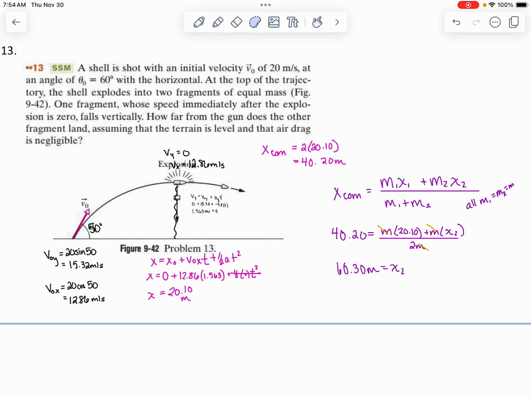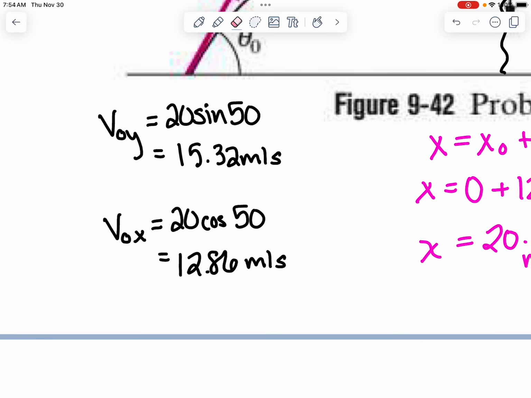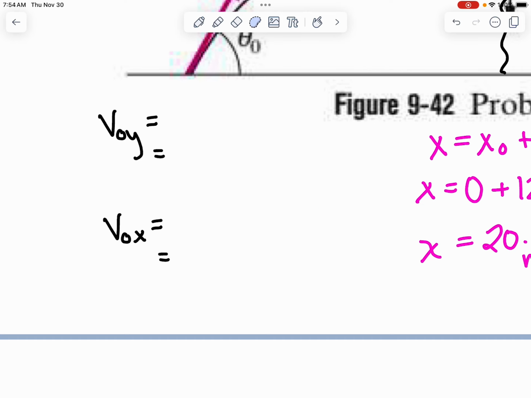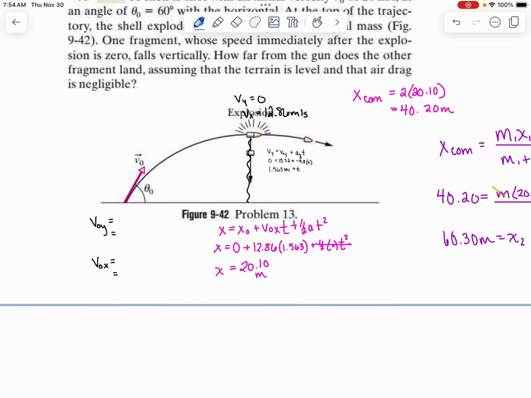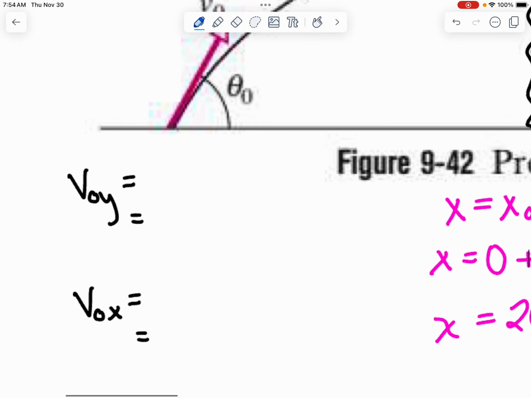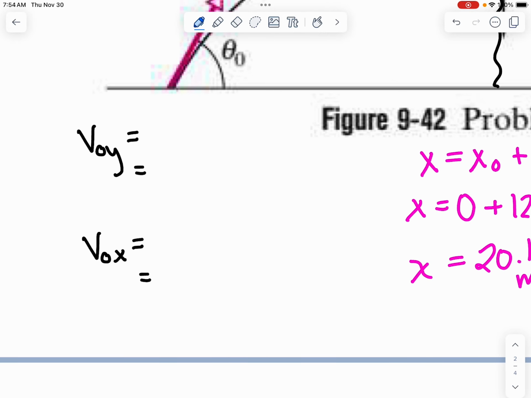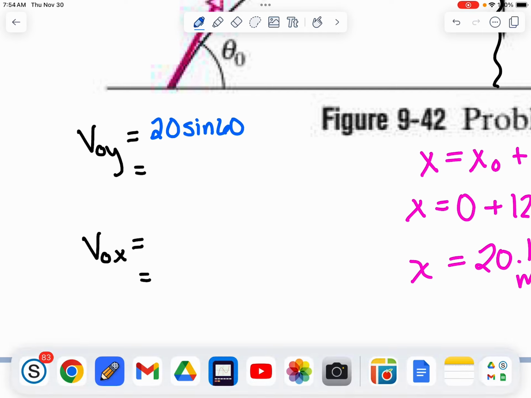All right, so I'm going to erase it. I'm going to go back to what it was originally, so 60 degrees. One of the main things we need to be able to do is figure out what its x and y velocities are at the beginning when it's still one item. So the original velocity, I don't think that's going to be terrible for you. The original velocity in the y direction is going to be 20 meters per second times sine of 60 degrees. Let me grab my calculator.